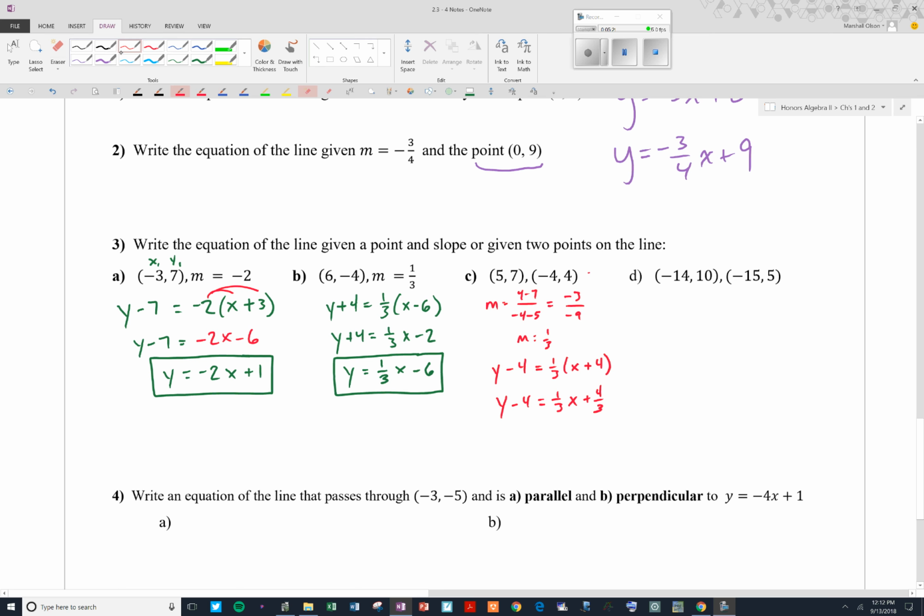And then the last thing we're going to do, we're going to add 4 over. So what I'm going to do is I'm just going to add 4 to that side. When I add 4 to this side, make it a useful 4. That still says 4. I just got a common denominator right away. So our final equation is going to be y equals 1/3 x plus 16/3.